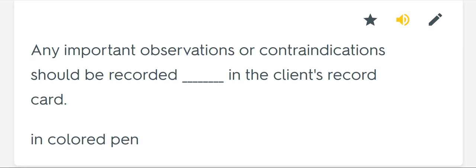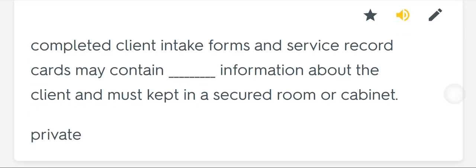Any important observations or contraindications should be recorded in colored pen in the client's record card. Completed client intake forms and service record cards may contain private information about the client and must be kept in a secured room or cabinet.